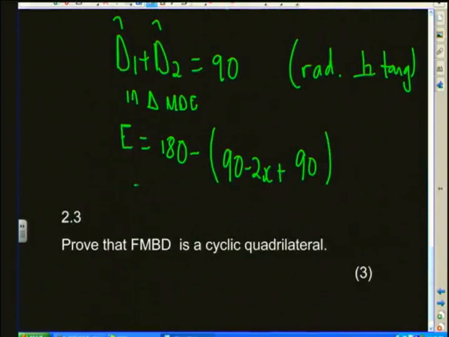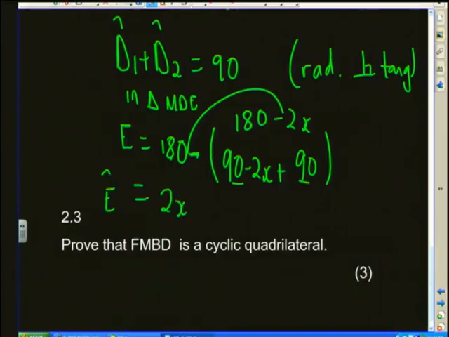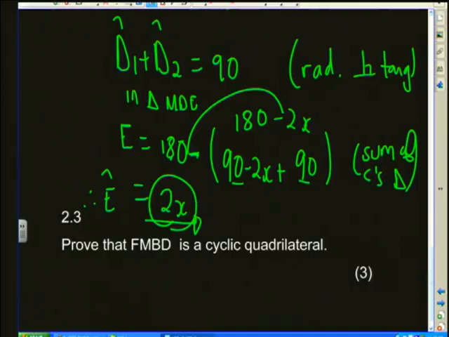All right, and what do we get? Hopefully we're getting closer to our answer. 90 plus 90 inside the bracket there gives me 180. And I've got 180 minus 2x within the bracket. So 180 minus 180, the 180s cancel. Minus times a minus is going to give me plus 2x. So therefore, I've got what I needed. Angle E is equal to 2x. All right? So I can say now, angle E is equal to 2x.